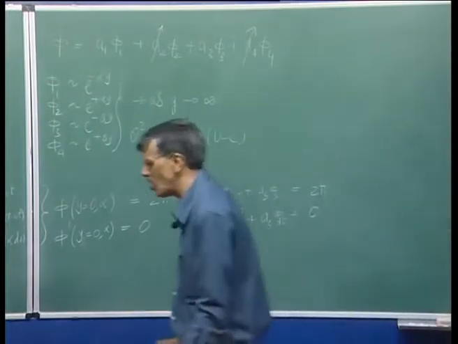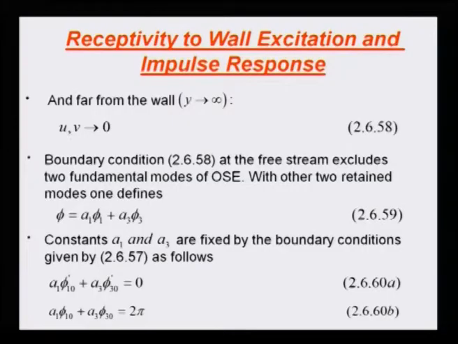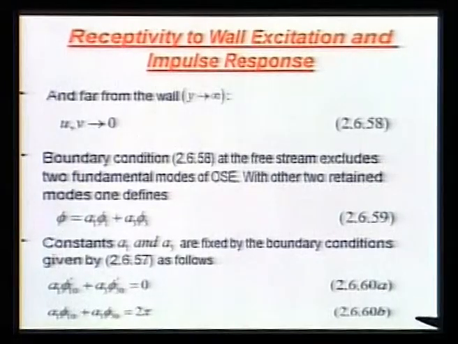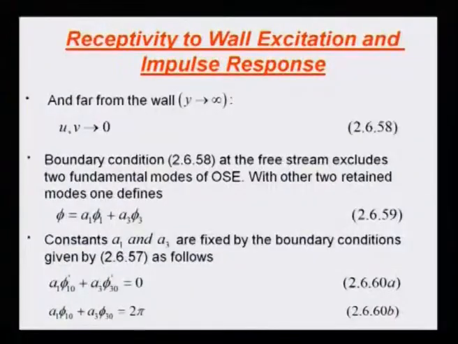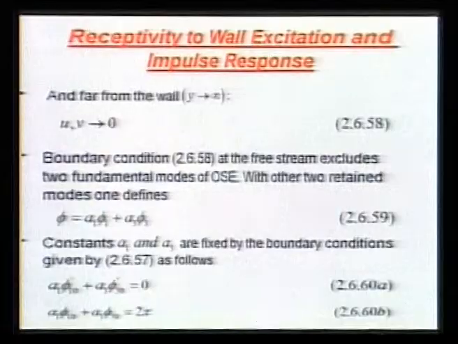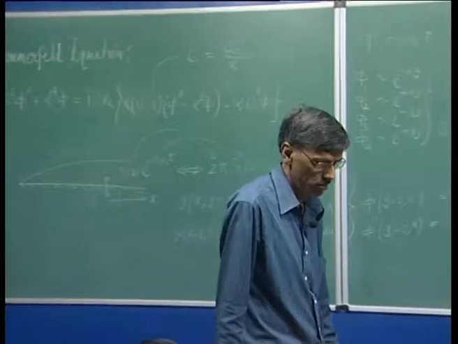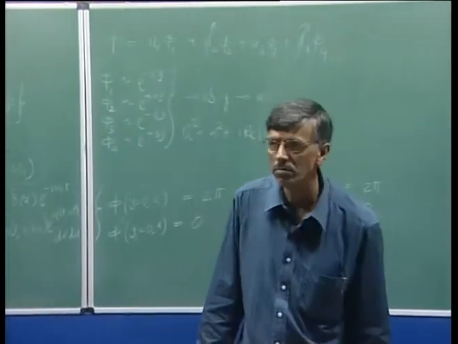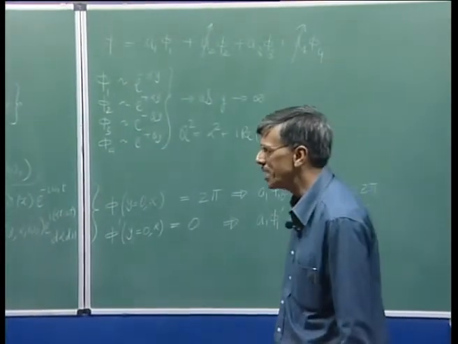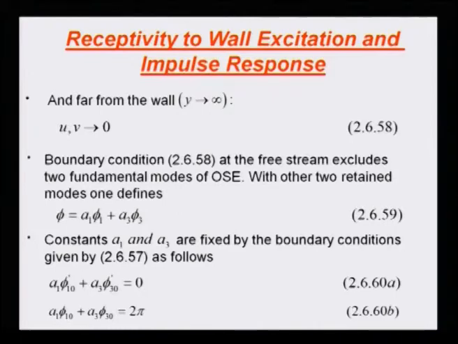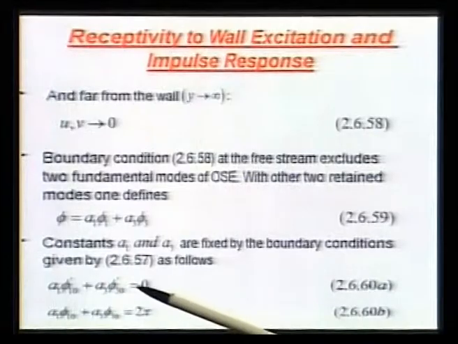So, that completes your description of receptivity, right. So, this is your definitive excitation provided at the wall, which is of this kind. That translates to these two boundary conditions. So, now it's more definitive in the sense we can now fix the value of A1 and A3 by solving this equation.